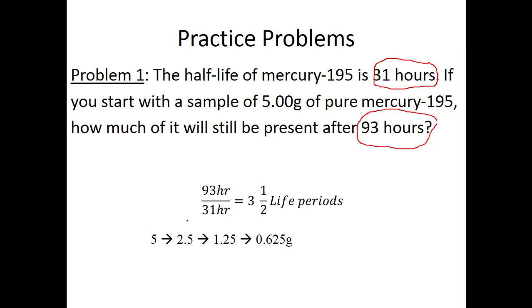So if I started with 5, I go through half-life 1 and I end up with 2.5. Then I go through half-life number 2 and I end up with 1.25. And then I go through half-life number 3 and I end up with 0.625 grams as my final answer.